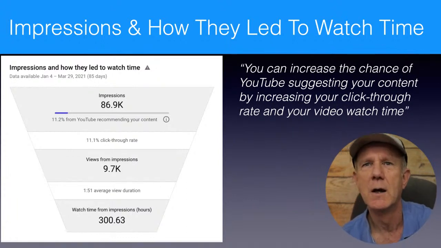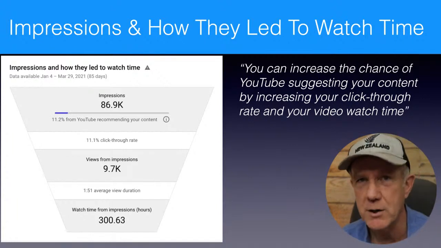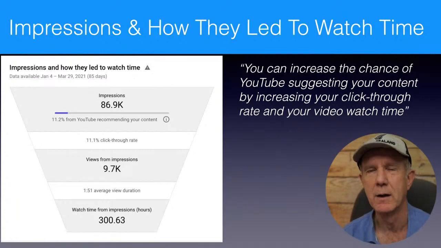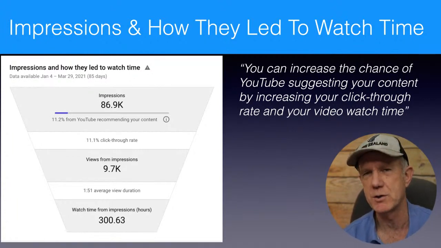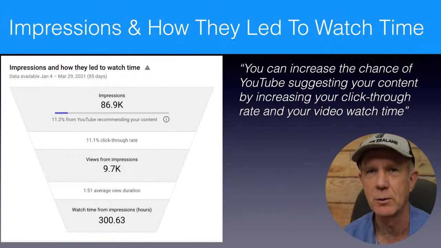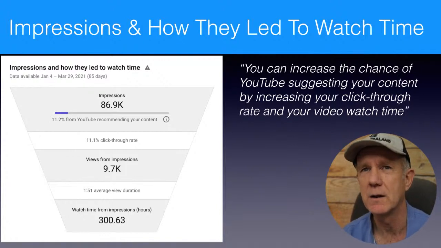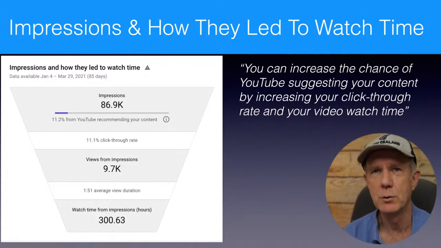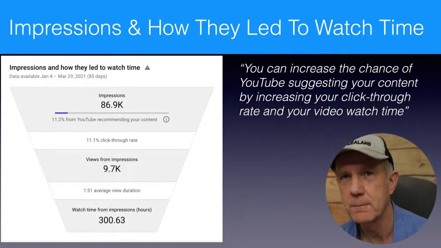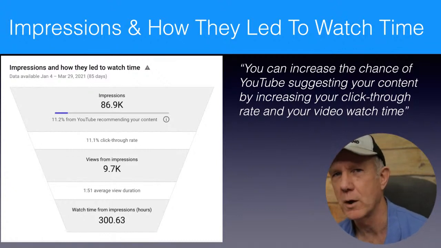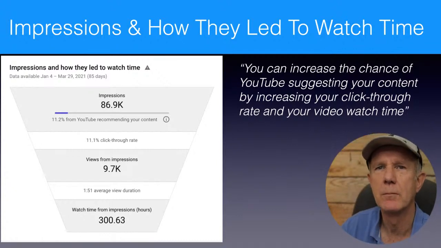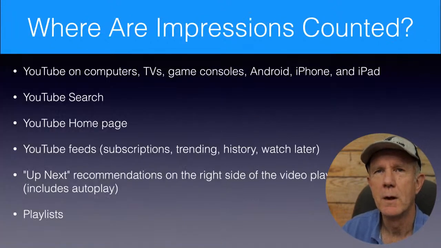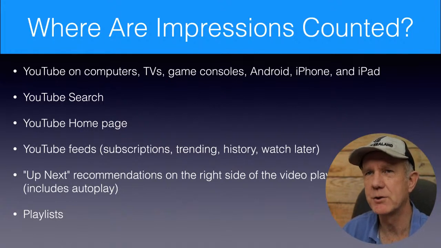In this case, I've got 86,000 impressions and an 11.1% click-through rate. Then views from the impressions, 9.7%. So basically it's taking the number of impressions and then dividing it by views. That will give you your impressions click-through rate. And then you've got watch time from the impressions, where impressions are counted.